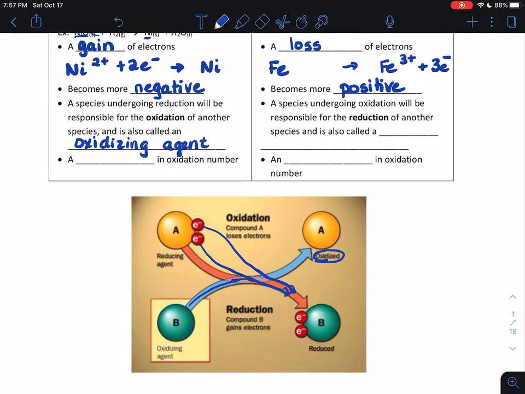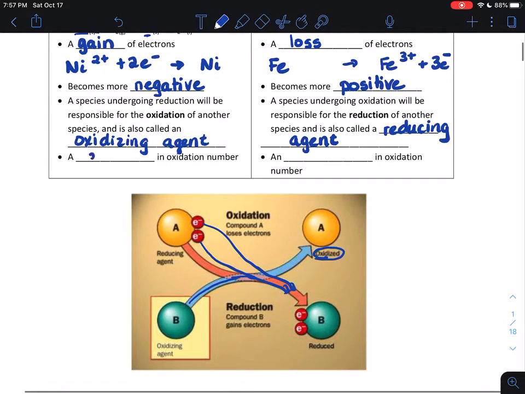And here, for oxidation, a species undergoing oxidation will be responsible for the reduction of another species and is also called the reducing agent. Now, our last blank deals with the next step in our lesson, which is learning about oxidation numbers. Substances that are reduced undergo a decrease in oxidation number, and like I said, we'll talk about that next. And a substance that is being oxidized will undergo an increase in oxidation number.